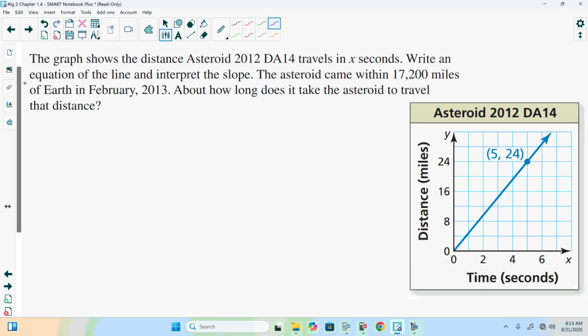It asks just three things. Because as we're reading through this, the graph: write an equation of the line, interpret the slope. Those are the first two things it asked. Then, about how long does it take the asteroid to travel 17,200 miles? So we have three questions to answer, yes?